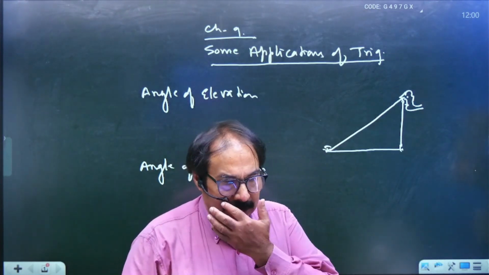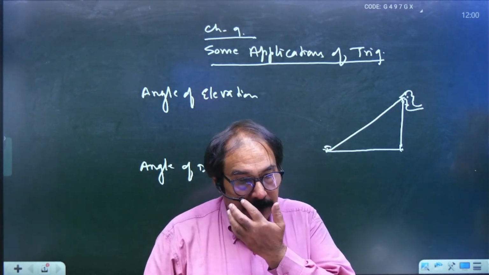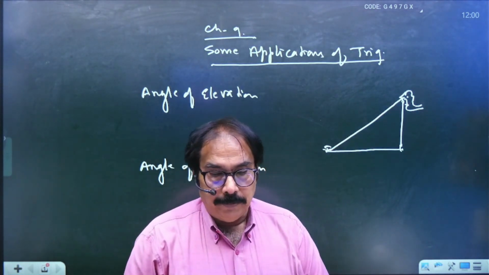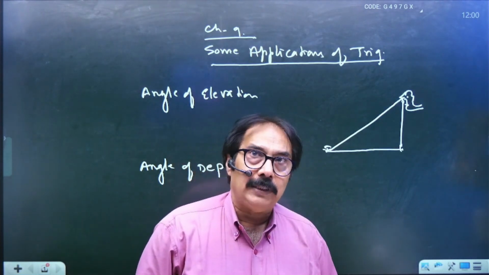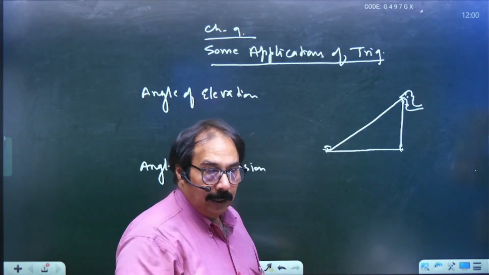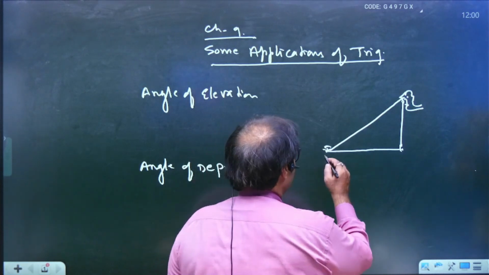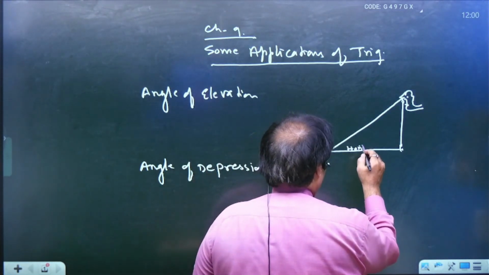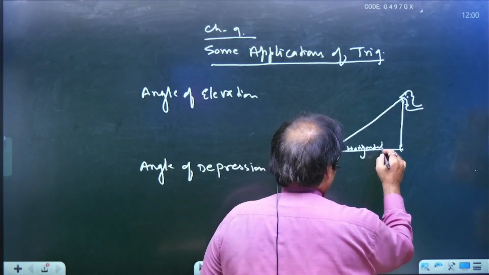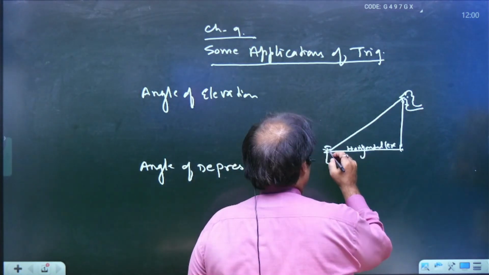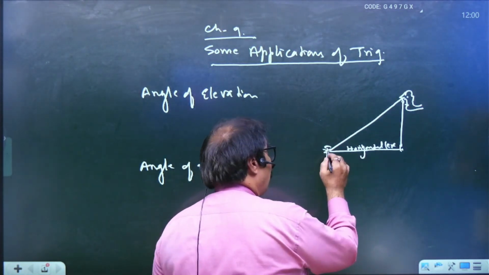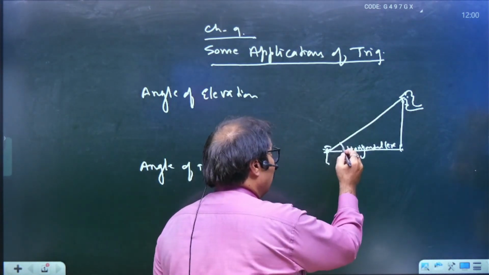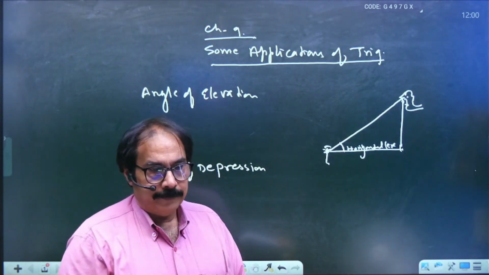In other words, the angle of elevation is the angle formed by the line of sight with the horizontal when the point being viewed is above the horizontal level. Suppose this is the observer, and this line is the horizontal level. The angle between the horizontal and the line from the observer's eyes to the object is called the angle of elevation.